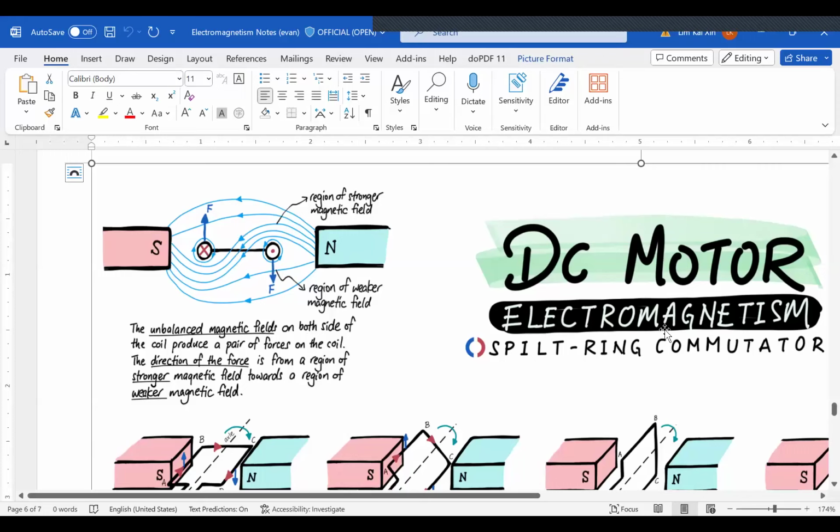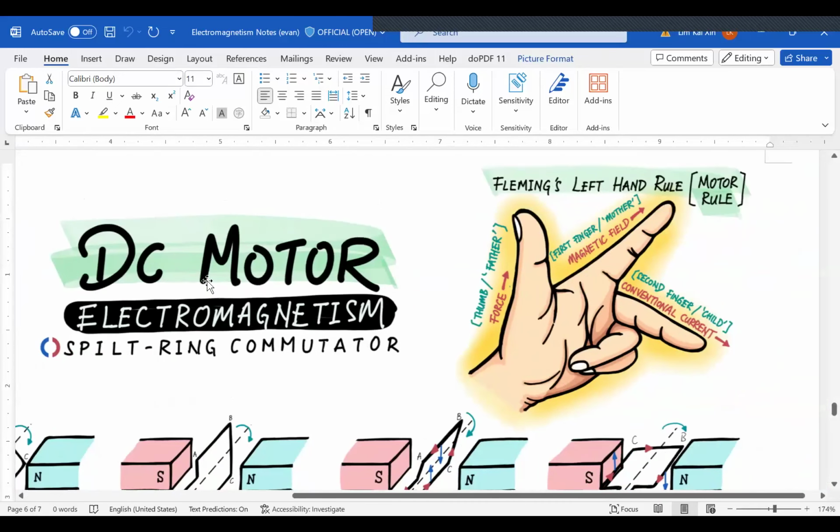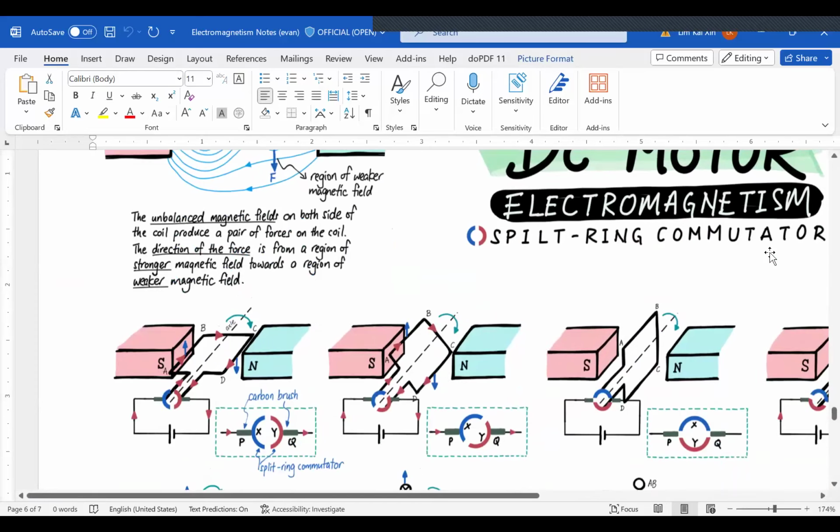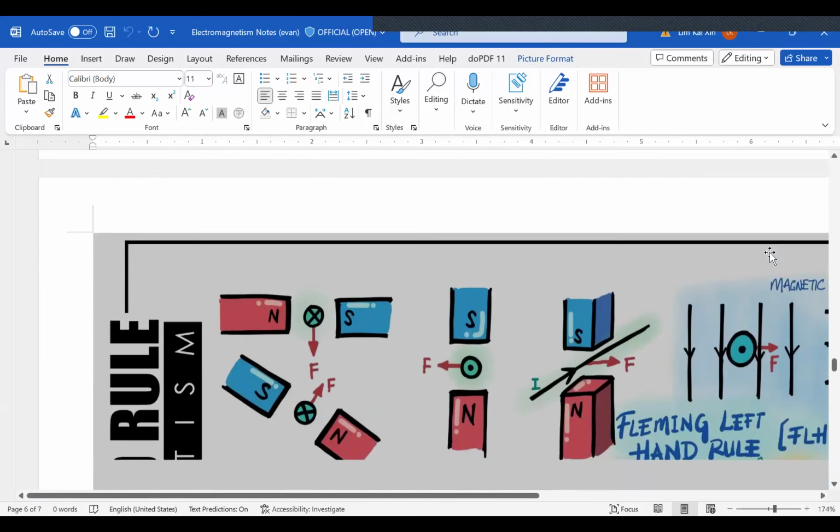So how do I know the direction of force if I do not want to draw the magnetic field? We can simply apply Fleming's left-hand rule. To recap, the thumb represents the father, the force. The index finger represents the mother, the magnetic field, and the middle finger represents the current, the child. This is Fleming's left-hand rule, which we will use quite extensively in the DC motor. So let's go into the working principles.